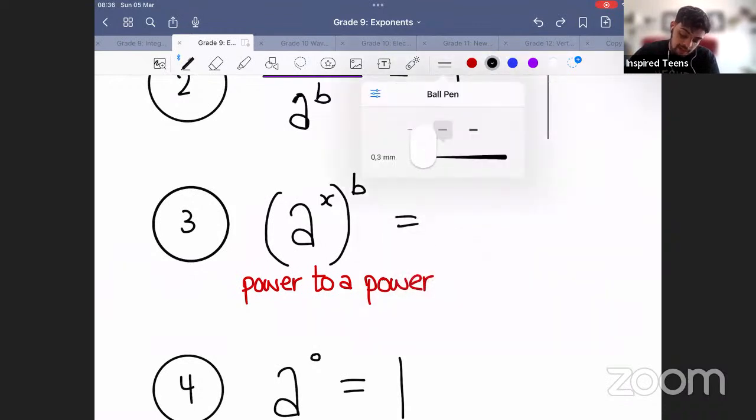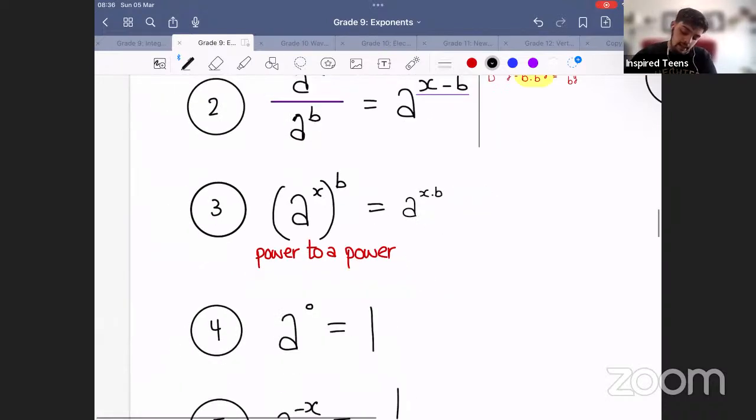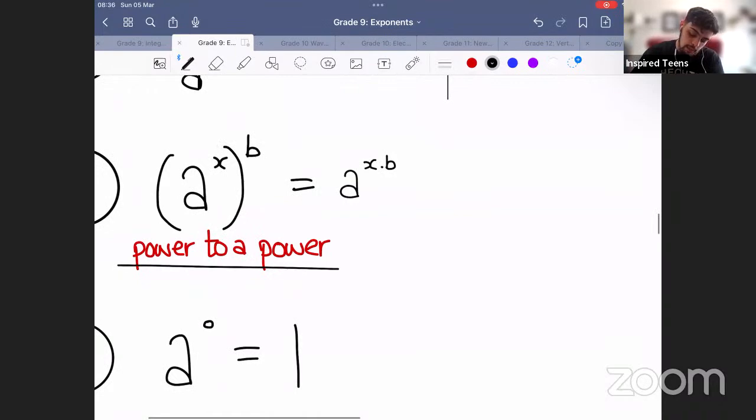Okay, and then you have that in itself to another power. So in that case, what do you do? You take the two powers and you multiply them to create one power. So this is going to be equal to a to the power of x times b. That's crucially important. A to the power of x times b. This is known as a power to a power.